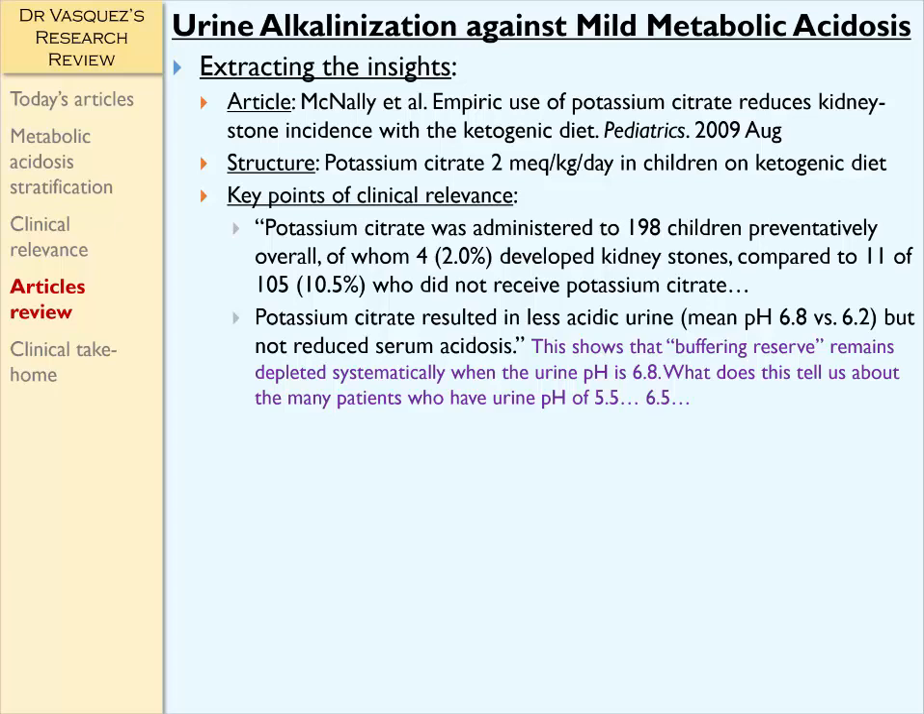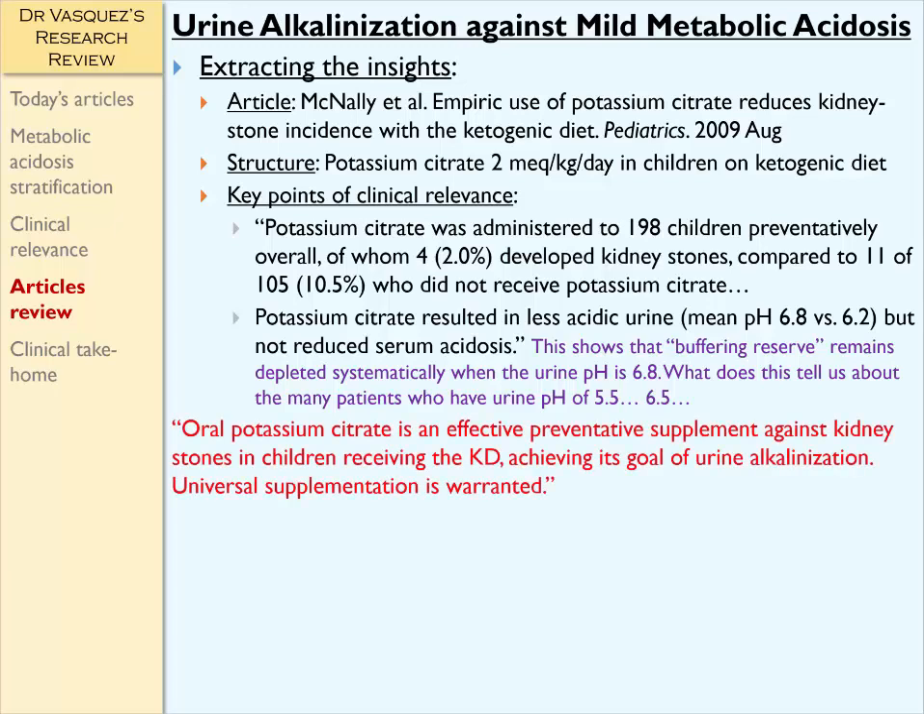That shows you that they are depleted in terms of their buffering reserve to manage their acid-base balance. They're in a chronic state of mild metabolic acidosis. Now I'm going to show you 2 very important excerpts from this article. Number 1, oral potassium citrate is an effective preventative supplement against kidney stones in children receiving the ketogenic diet, achieving its goal of urine alkalinization. Universal supplementation is warranted. That's a very strong statement coming from a major medical journal.